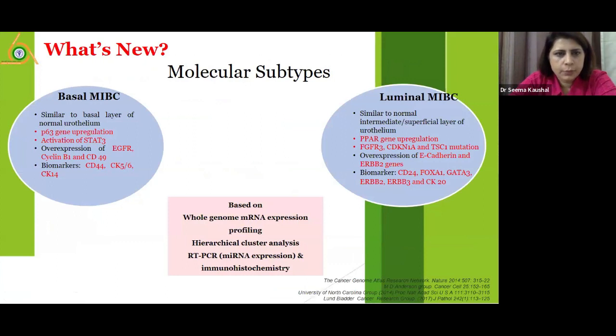So this is what I want you to remember from this talk: in bladder also, just like breast, there is quite good evidence now to show that they can be basal type or luminal type, and they have different pathways. The basal ones are similar to the basal layer of epithelium. They have P63 gene upregulation, activation of STAT3, overexpression of EGFR, whereas the luminal ones have PPAR gamma gene upregulation, FGFR mutation, and overexpression of E-cadherin.